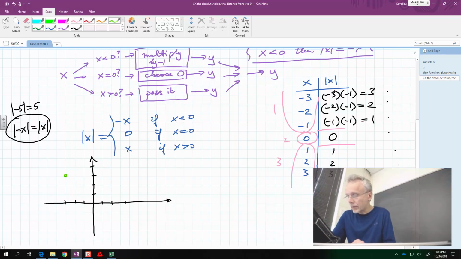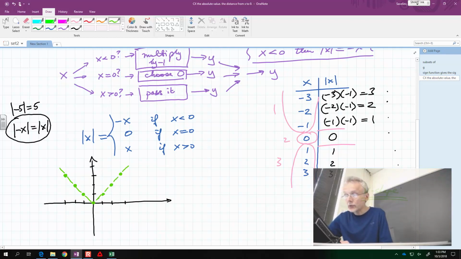Negative 3, 3, negative 2, 2, negative 1, 1, 0, 0, 1, 1, 2, 2, 3, 3. It is a V shape, yes. It's often described that way. Okay, so then logically you try to connect two consecutive points in the most natural manner, and it turns out that the most natural way is to connect them by straight lines.